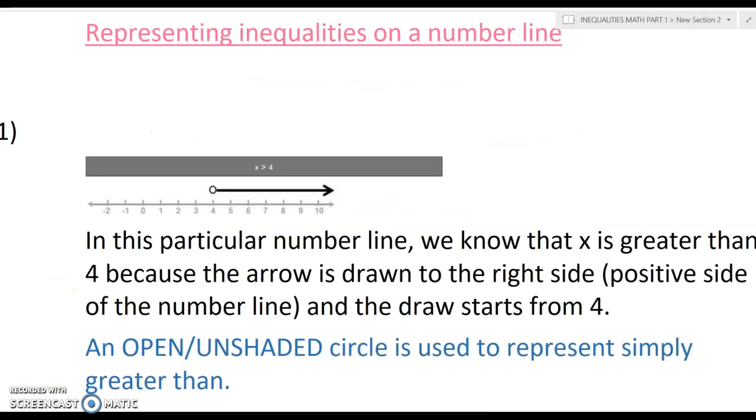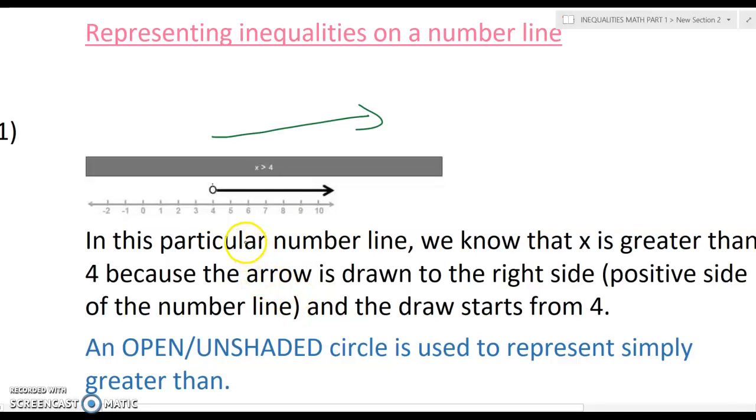Now we're going to look at representing inequalities on a number line. In this particular number line, number 1, we know x is greater than 4. How do you know? Because the arrow starts at 4 and goes towards the positive side. Once it goes to the positive side, the right-hand side, it's greater than.